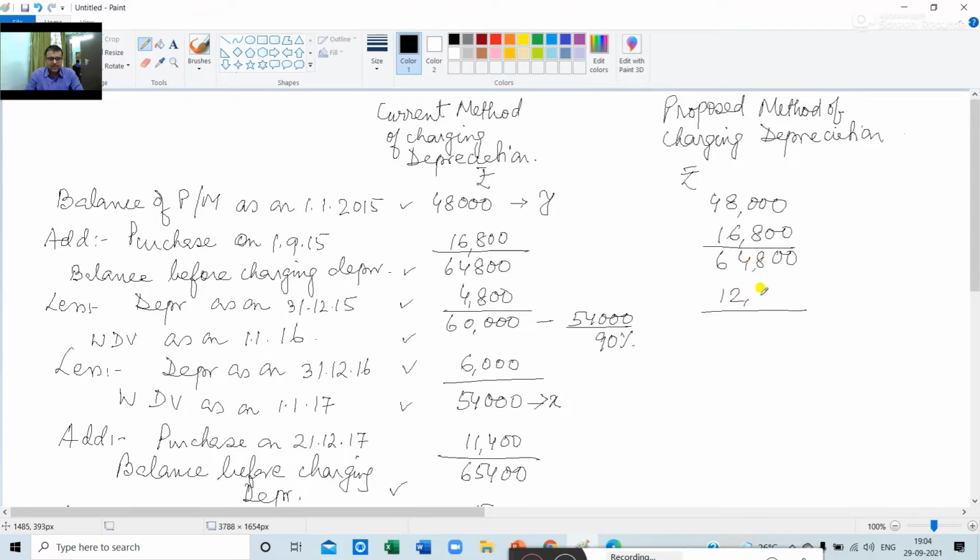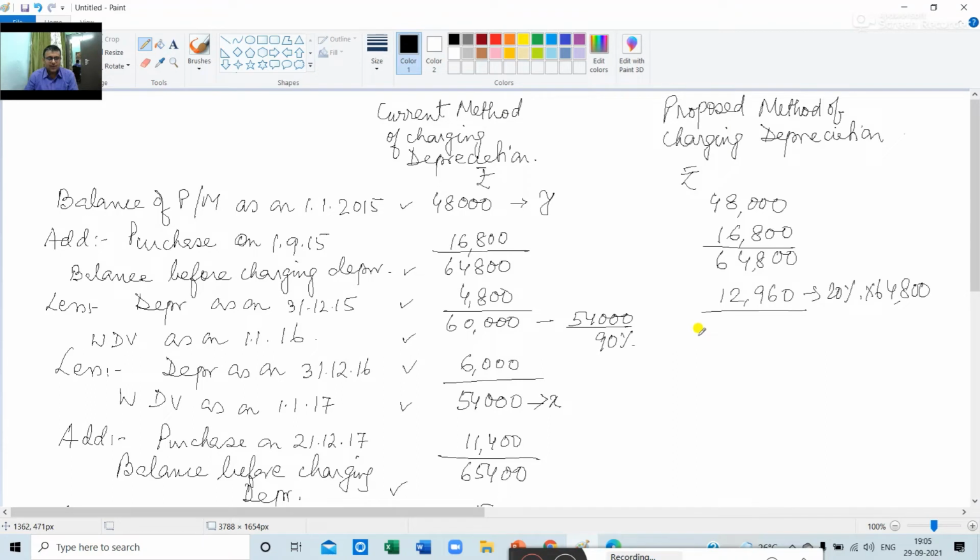It is 12,960. This is 20% on 64,800. It is given that the proposed depreciation will be 20% on the closing balance, that is the balance as on 31st December. So if there is any addition there, then we have to charge depreciation. But the current method of charging depreciation was 10% depreciation on the opening balance. So this was the difference in the method of charging depreciation, and the effect has to be given with retrospective effect, that is from the balance as on 1st January 2015.